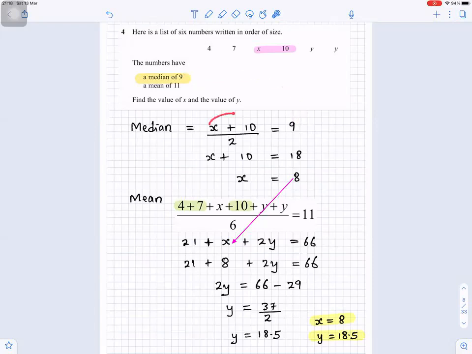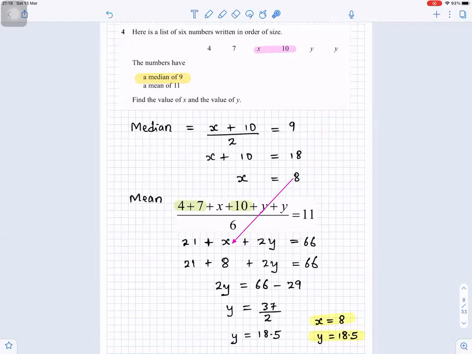So what do you add to 10 and divide by 2 to get 9? You can do the reverse. It's divide by 2. You take it to the right, it becomes times 2. 9 times 2 is 18. It's plus 10. You take it to the right, it becomes minus 10. 18 minus 10 is 8. So that x is 8.